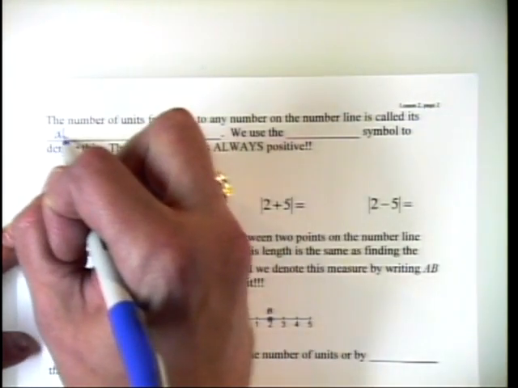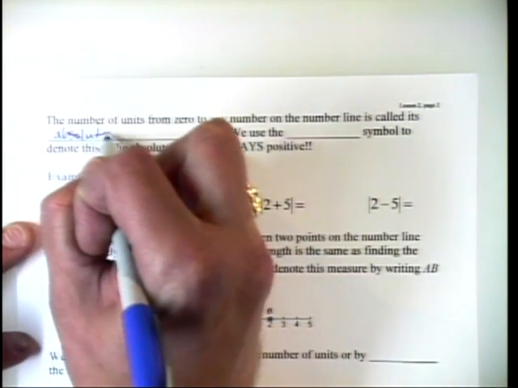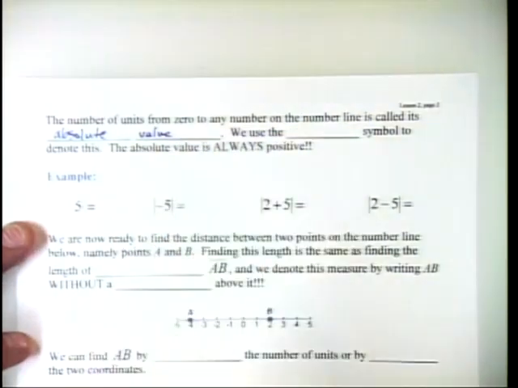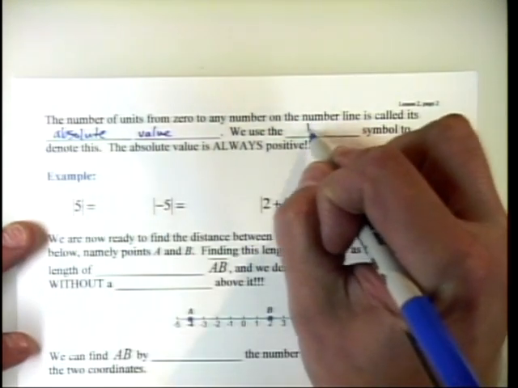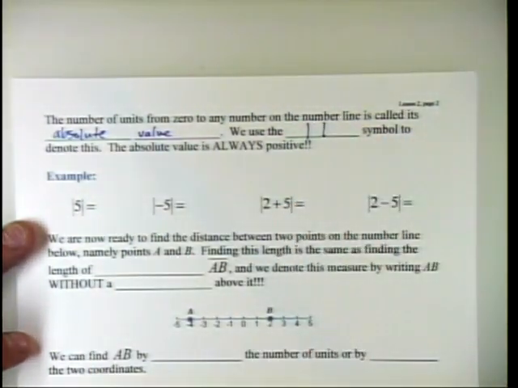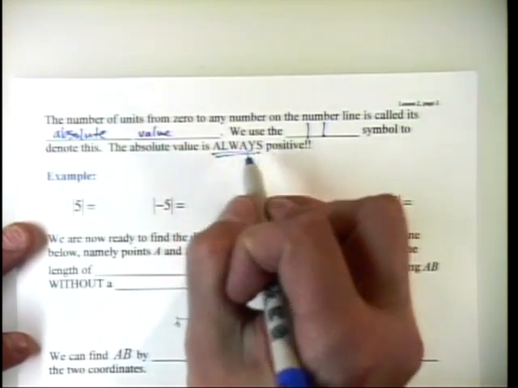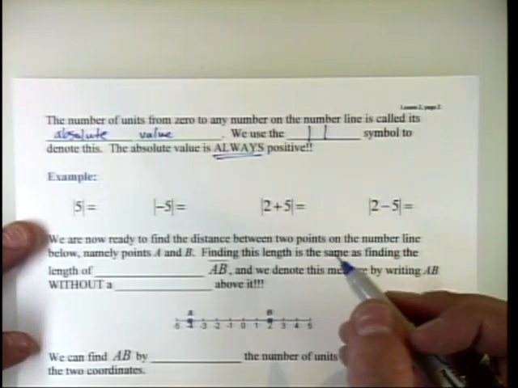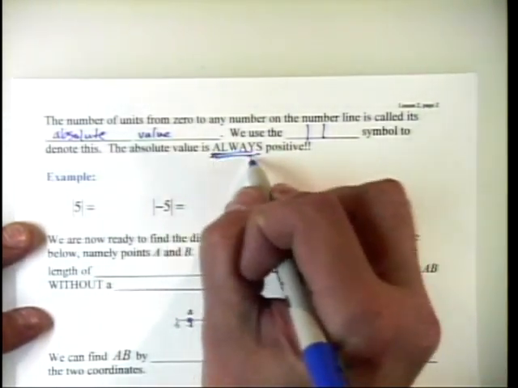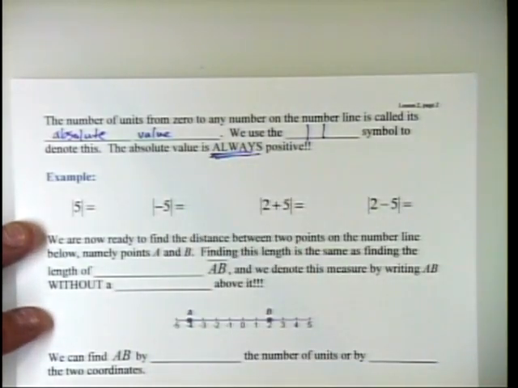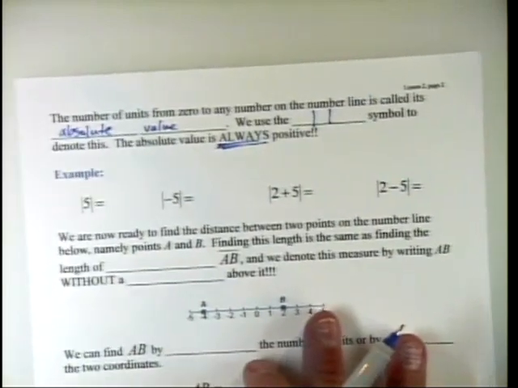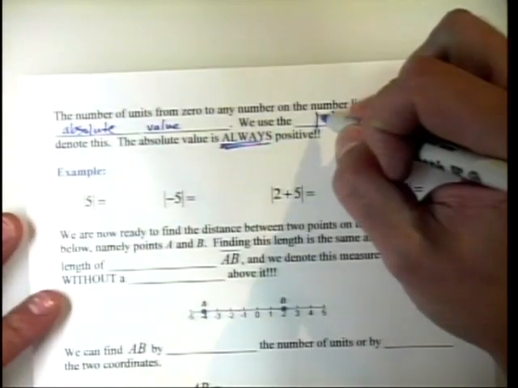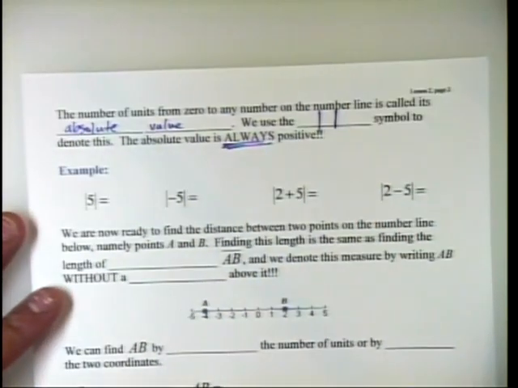Now, the number of units from 0 to any point on the number line is called its absolute value. We always use the double barred symbol to denote this. By the way, the absolute value is always, not sometimes, always positive. We can think of the absolute value not only as a distance, but also, when it's written with these double bars, as kind of an operation.